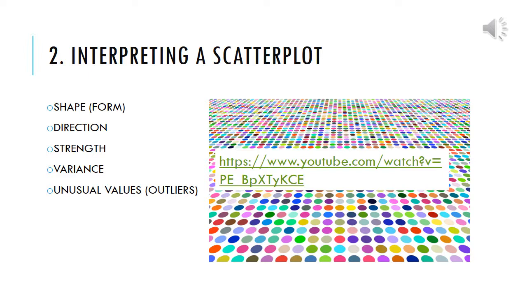You will look at the dots as a group and decide if there are any dots that are far away from the rest of the group and are unusual. Now you'll watch a series of videos that will show you how to interpret a scatter plot using this step-by-step process.